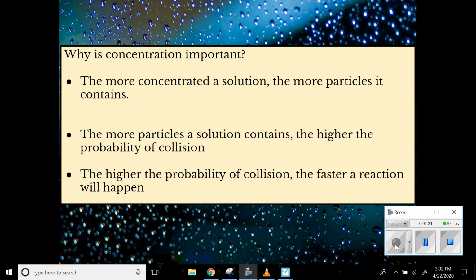So why do we care so much about concentration? The more concentrated a solution is, the more particles it contains. The more particles a solution contains, the higher probability a collision between the particles is going to occur. The higher the probability of a collision, the faster a reaction will happen.